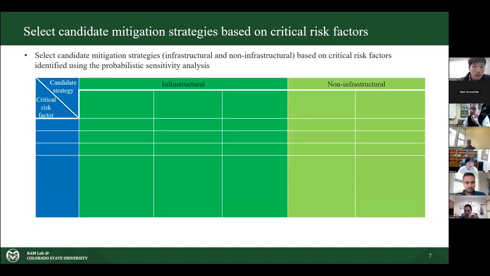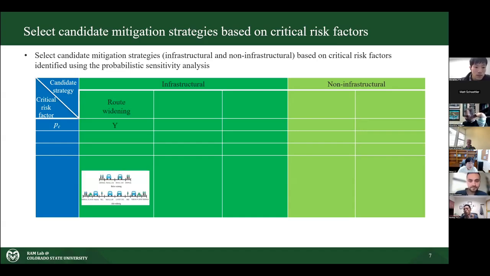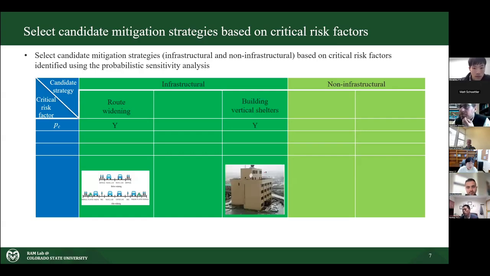And finally, how can we use that information? We identify those critical risk factors, and then accordingly, we can target those when we design the mitigation strategy. We find that the proportion of evacuees taking cars is important. How can I address this? You can widen some of the routes so that it's less congested, or you can build some vertical shelters so that people don't always have to go very far to the shelters. They can have some shelters nearby.